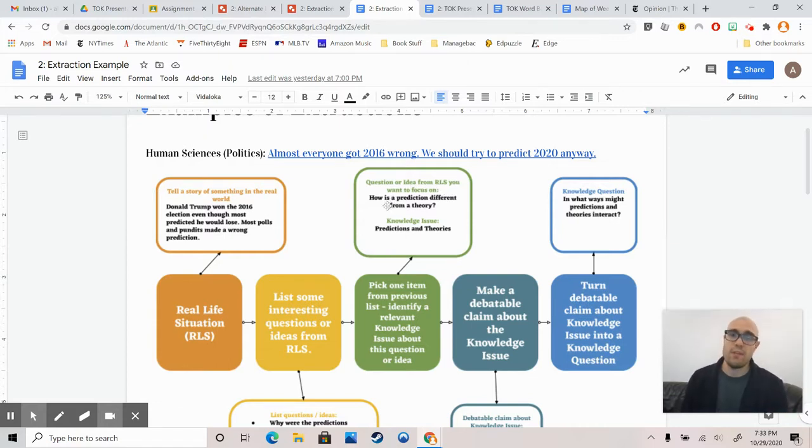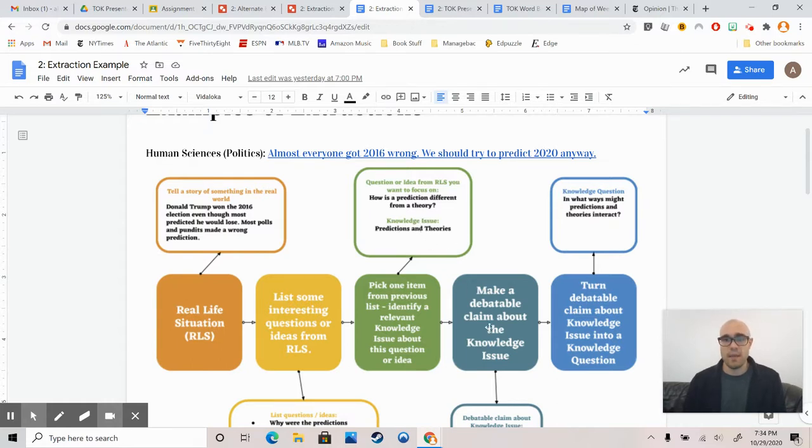The thing that I found kind of interesting is this idea of what is the difference between a prediction and a theory. The knowledge issue is that a prediction is a type of knowledge, a theory is a type of knowledge, so that's a knowledge issue in and of itself. These two types of knowledge, predictions and theories, is what I'm going to focus on as my knowledge issue.